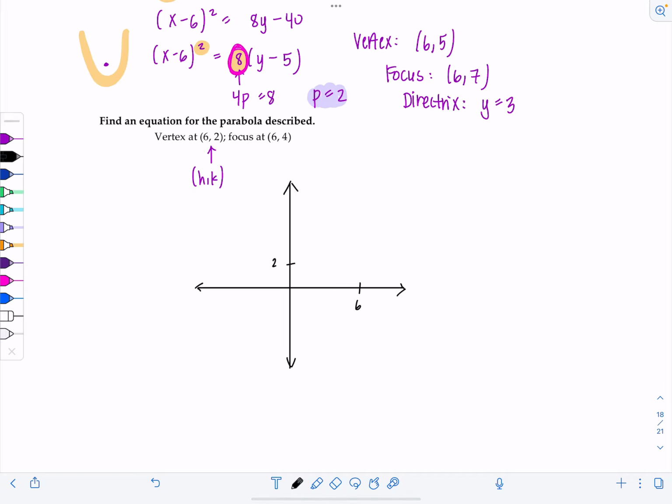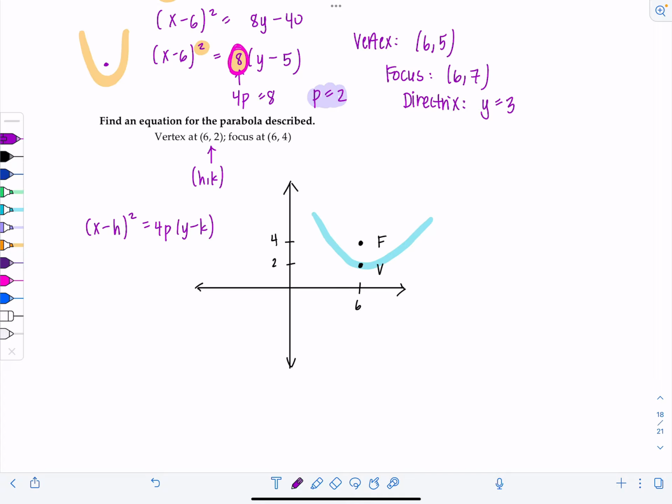So (6, 2) is the vertex, and then here's the focus. And I just told you it always looks like it's going to eat the focus, so it's opening this way. So if it's opening upwards, it's an x squared parabola. So I know I have (x minus h) squared equals 4p times (y minus k), like that.